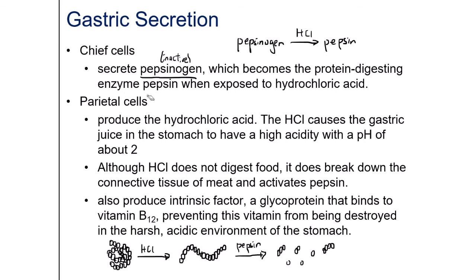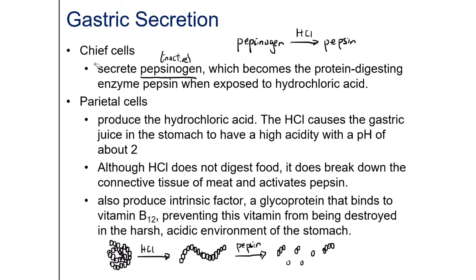So the parietal cells, like I said, will secrete the hydrochloric acid, and it's going to be quite acidic, from 1.5 to 2 pH. The hydrochloric acid does not actually digest the food itself, but it helps with the breakdown of connective tissues in meats, for example. And by activating pepsin, it will help indirectly break down the polypeptide. It also helps unfold the polypeptide, as I said.